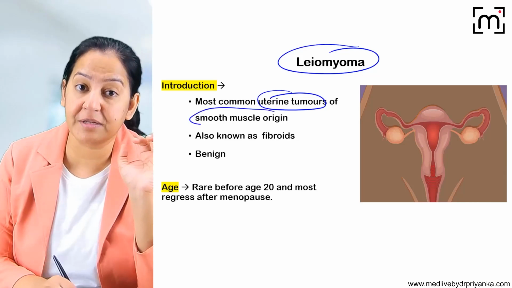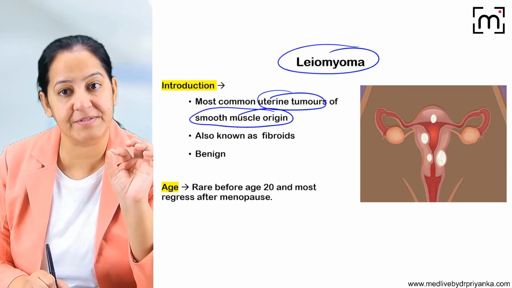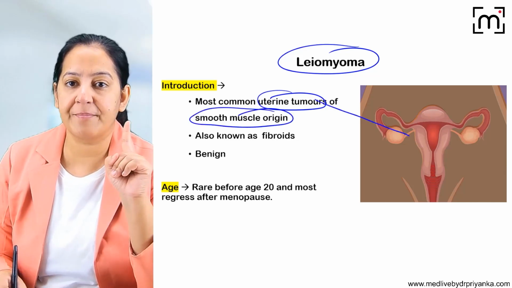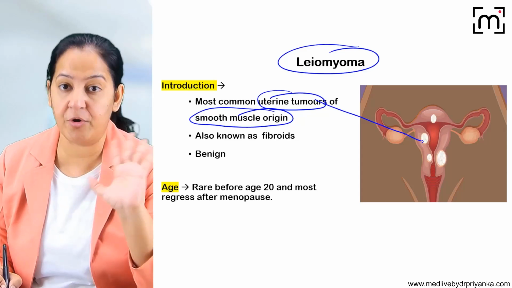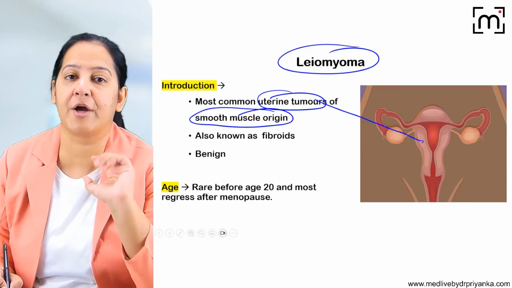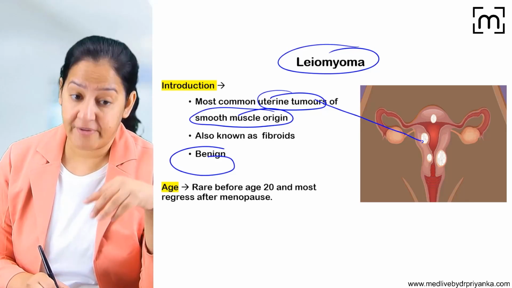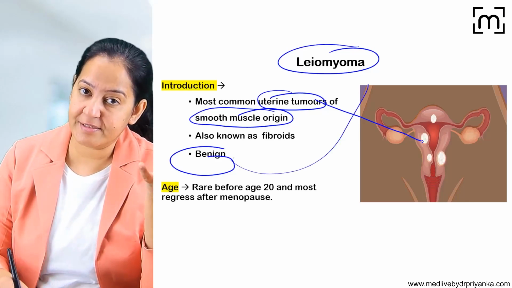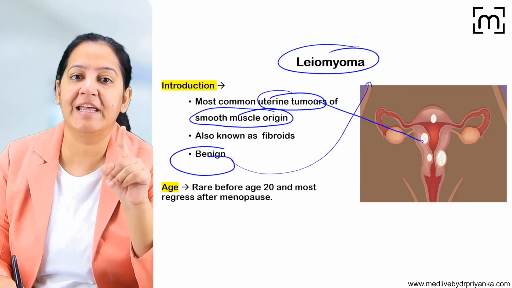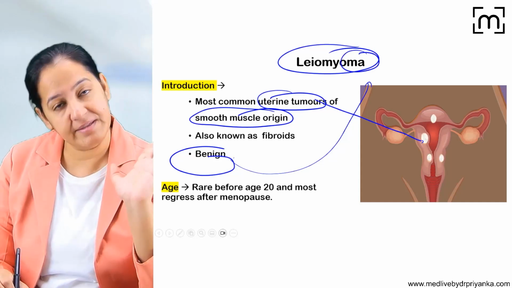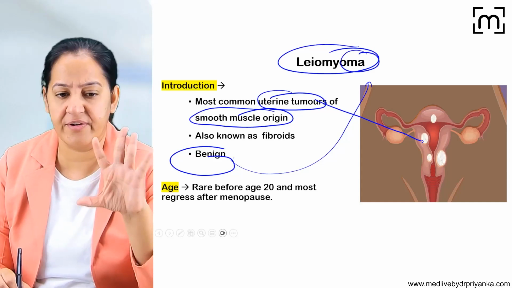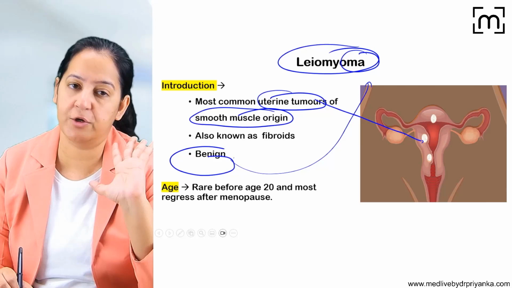They arise from smooth muscle origin, because they are present in the myometrium. Please appreciate, they are present in the myometrium, not in endometrium, not in perimetrium. They are totally benign. Rarely they can convert into malignancy. Then it is known as leiomyosarcoma. Once it converts into malignancy, rare of the rarest, it is known as leiomyosarcoma. But usually it is benign.